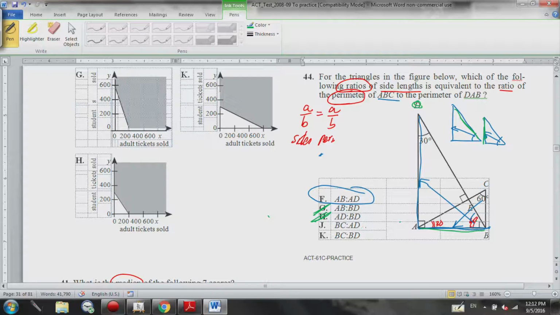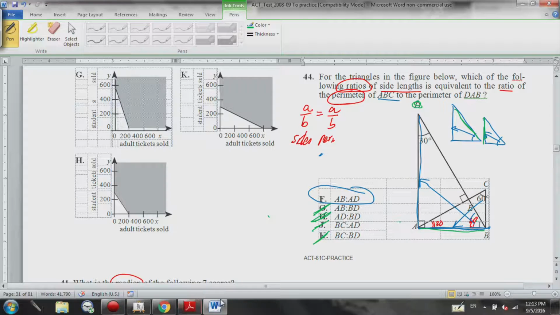All right, BC and AD. That doesn't make sense because they're not corresponding sides. BC is the side across from 30 and AD is the side across from the 60 in the big triangle. And BC and BD. That doesn't work because it's the small side over here and that's the hypotenuse. So the only one that's actually correct is F.